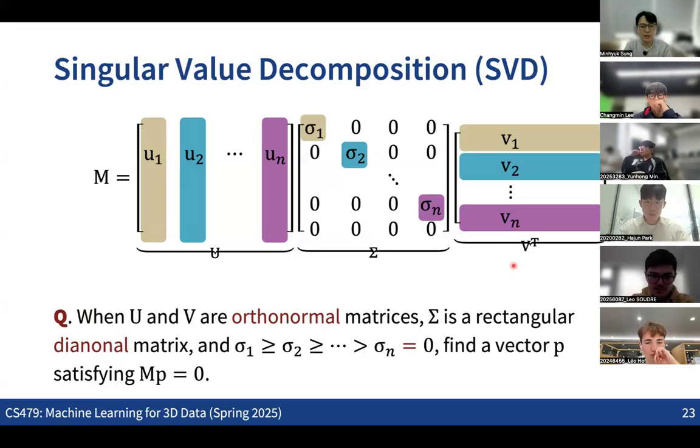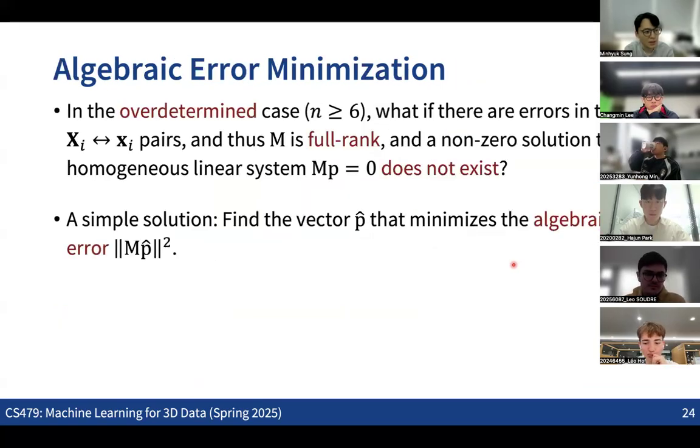And this is the case when there exists a non-zero solution for the given matrix. But this is a special case, where there is basically no noise in the given point correspondence. So if we have a perfect set of 2D to 3D correspondences, we will be able to find a non-zero solution satisfying that.